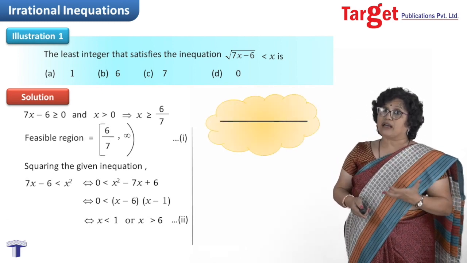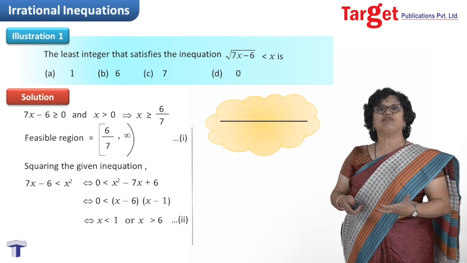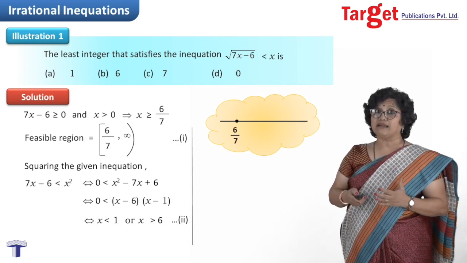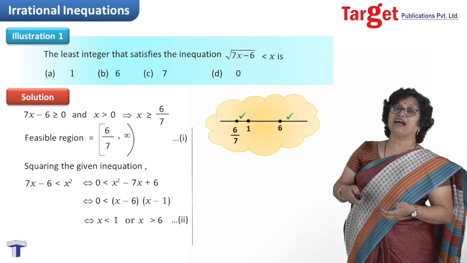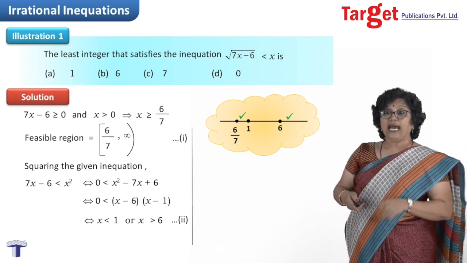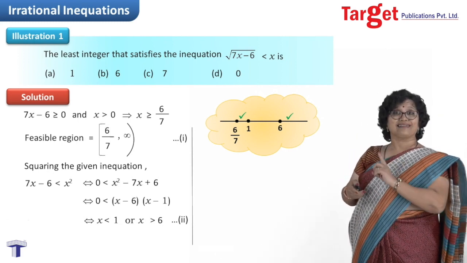But do we claim this is the solution set? We will have to see, because we have not yet brought that feasible region. I mark 6 by 7, I mark 1, I mark 6 also, and then I realize that I am saying x less than 1.